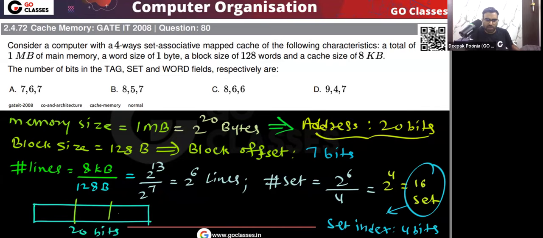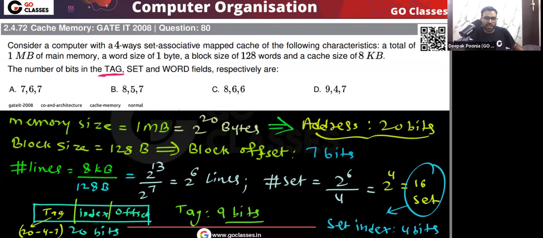And this address I can divide into 3 parts. For offset, we need 7 bits. We need index bits, and we need 4 bits for index. So for tag, how many bits do we need? Very easily you can see for tag we need 20 minus 4 minus 7. Is this clear? So I can say that for tag we need a total of 9 bits. That's it. So this question is asking the number of bits required for tag, set, and word. So the answer will be 9, 4, and 7. The answer will be option D.